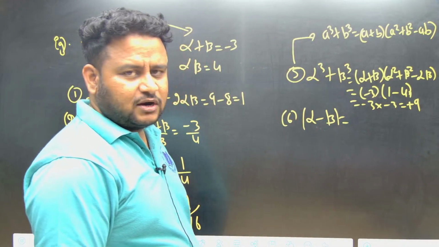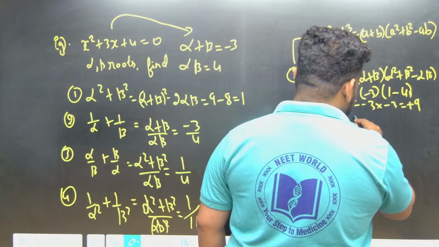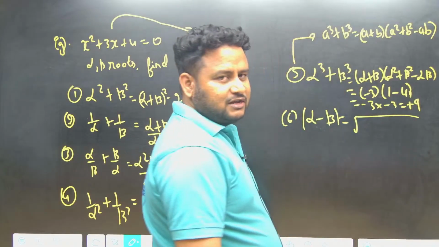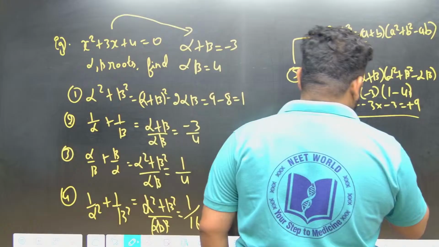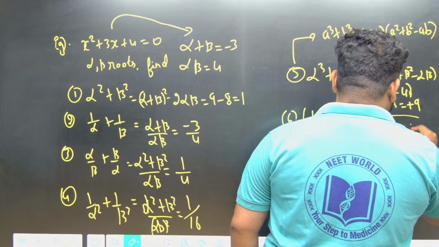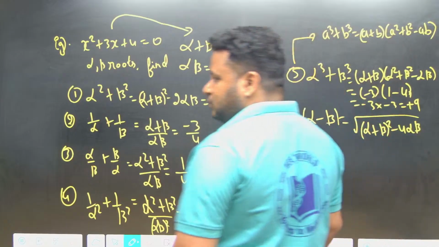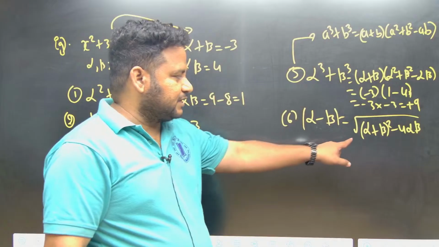If it is given modulus of alpha minus beta, what you can simply do is put the value as alpha minus beta equals the square root of alpha plus beta whole square minus 4 alpha beta. You have to apply the square root because you don't want alpha minus beta whole square, you want alpha minus beta. You can apply this formula.